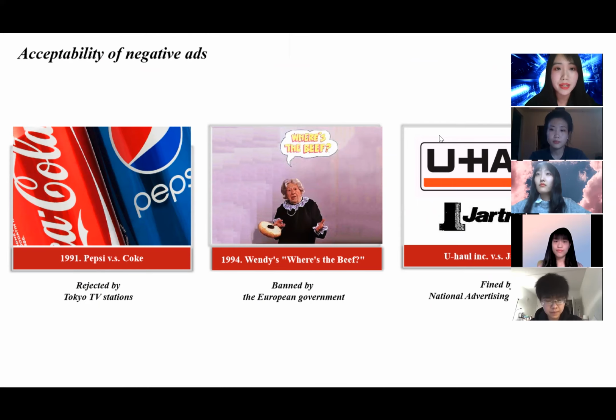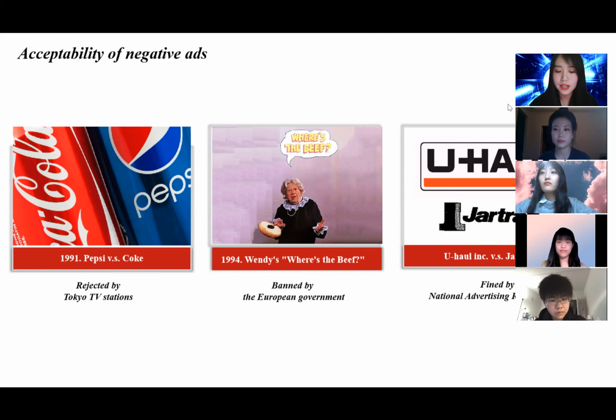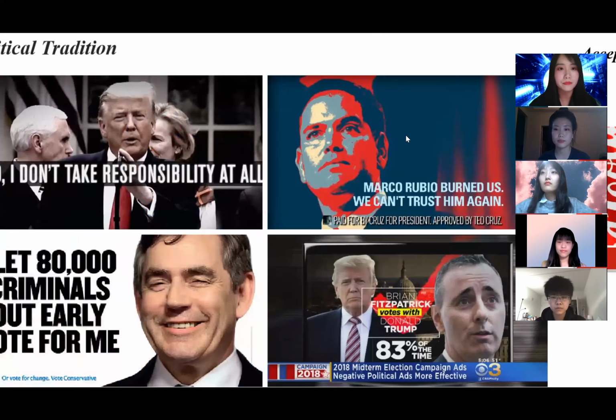However, the acceptability of the negative advertisement varies from different countries. In 1991, Pepsi advertisement assaulting Coca-Cola was rejected by the Tokyo television stations. And in 1994, Wendy's Where is the Beef advertisement was banned by the European government for assaulting the whole hamburger chain. And besides the policy, company may also confront the lawsuit from the International Advertising Review Board. For instance, Jordan was fined 40 million for using misdirecting messages to attack U-Haul.